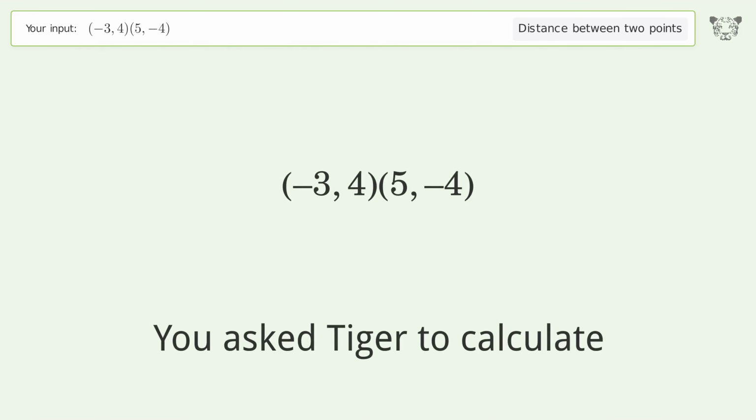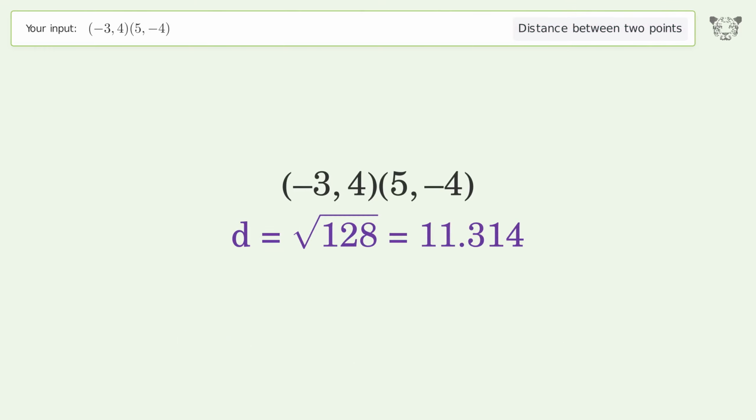You ask Tiger to calculate. This deals with the distance between 2 points. The distance between the 2 points is the square root of 128, or 11.314.